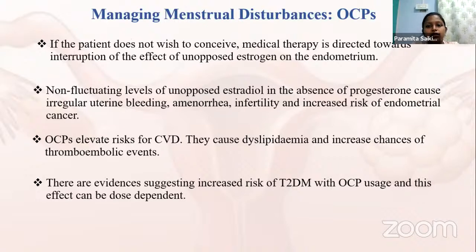Managing menstrual disturbances by OCPs. If the patient does not wish to conceive, medical therapy is directed towards interruption of the effect of unopposed estrogen on the endometrium. Non-fluctuating levels of unopposed estradiol in the absence of progesterone cause irregular uterine bleeding, amenorrhea, infertility, and increased risk of endometrial cancer. OCPs elevate risk of CVD because of dyslipidemia and increased chances of thromboembolic events. There is evidence suggesting increased risk of type 2 diabetes mellitus with OCP usage, and this effect can be dose dependent.